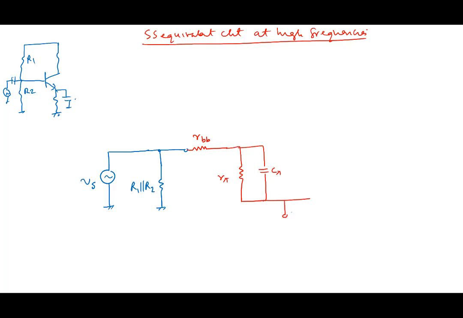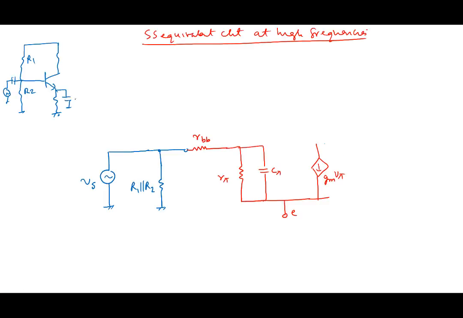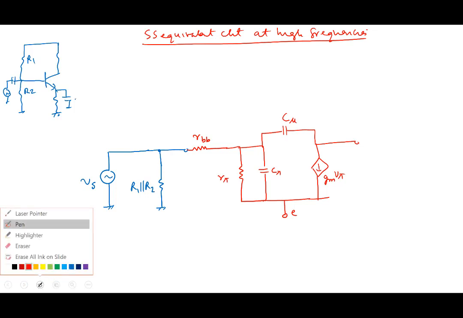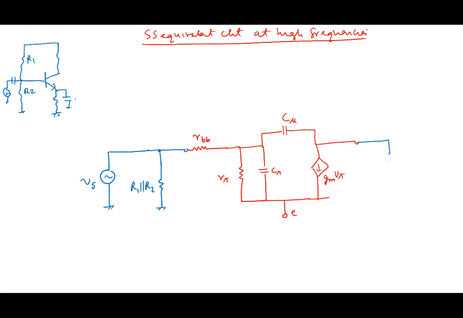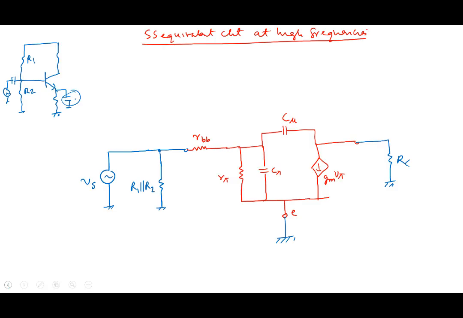This is my emitter node. As usual, there's going to be this current source here, gmV pi. And then this is my collector. And in between, include this capacitance here, C mu. And then the rest is the usual circuit here. Here is where we have connected RC. And because the emitter capacitance is a short, this is ground. This becomes my high frequency equivalent circuit.